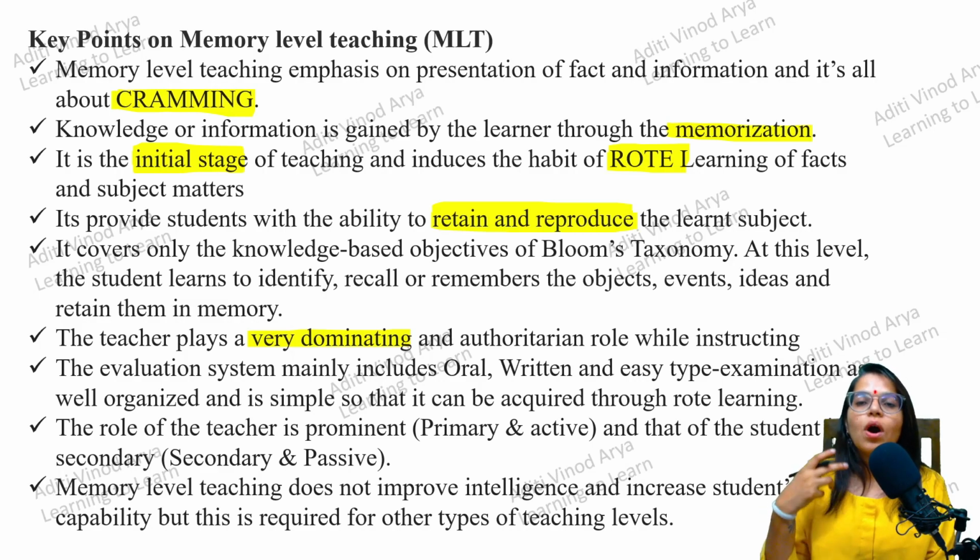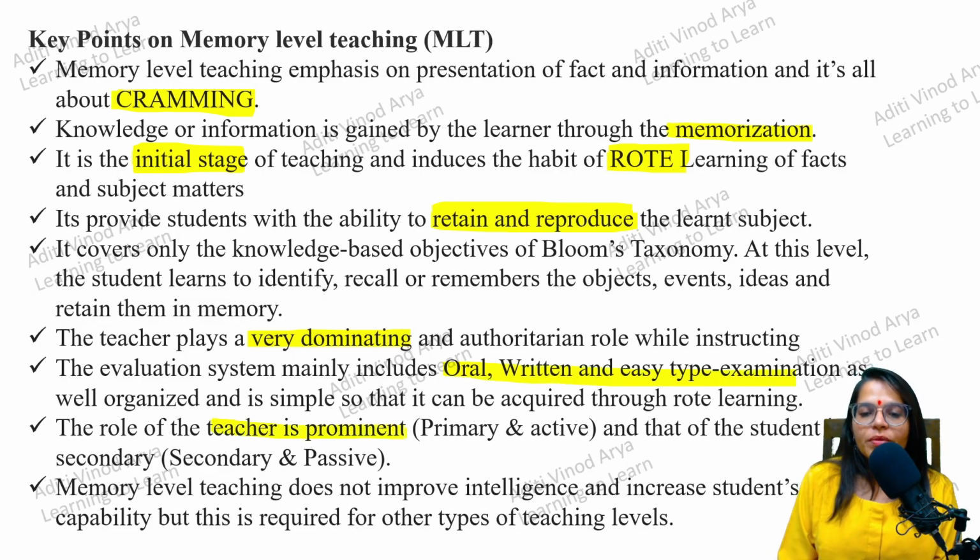The student doesn't know how to tackle a particular subject. So here the teacher plays a very dominant role, where the teacher decides everything: the content, the topics, the books, the way of teaching, and everything. Whereas the student has a secondary role. So the teacher holds the primary role, and the secondary role is held by the student. The evaluation system includes oral, written, and essay type. The role of the teacher is very prominent, or dominant, or primary, and the student's role is secondary.